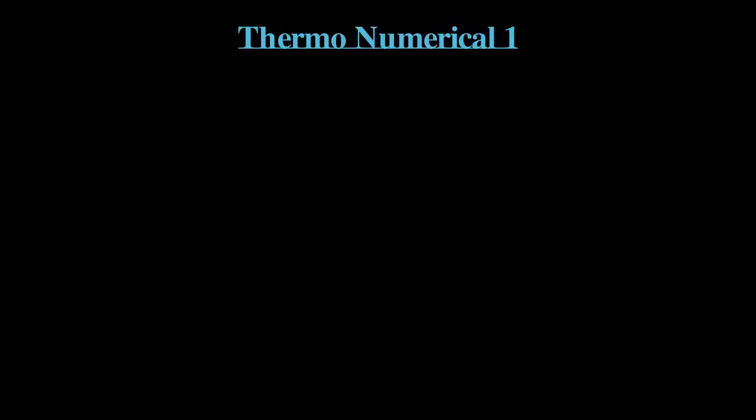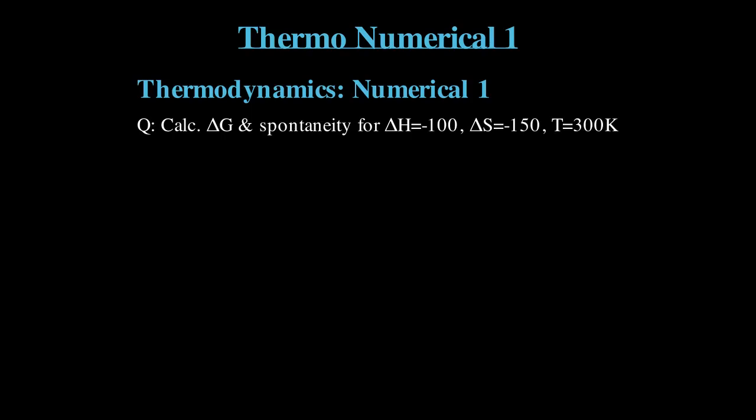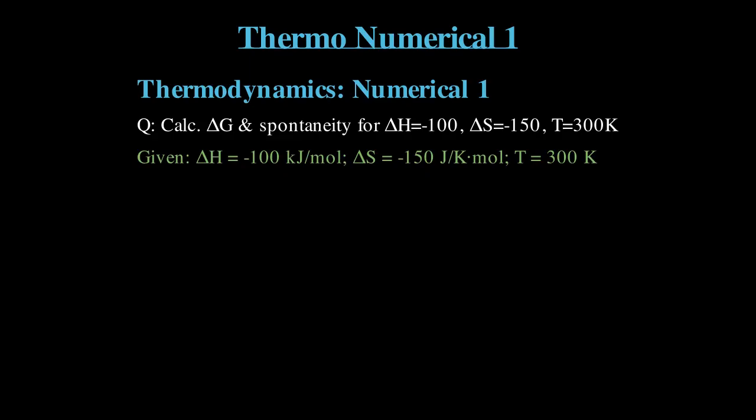Hello students, let's tackle a thermodynamics numerical. Here's the question: for a reaction, delta H equals minus 100 kilojoules per mole, delta S equals minus 150 joules per Kelvin per mole, temperature is 300 Kelvin. Calculate delta G and predict spontaneity. Alright, first, let's list our given values. Delta H is minus 100 kilojoules per mole. Delta S is minus 150 joules per Kelvin per mole. And T is 300 Kelvin.